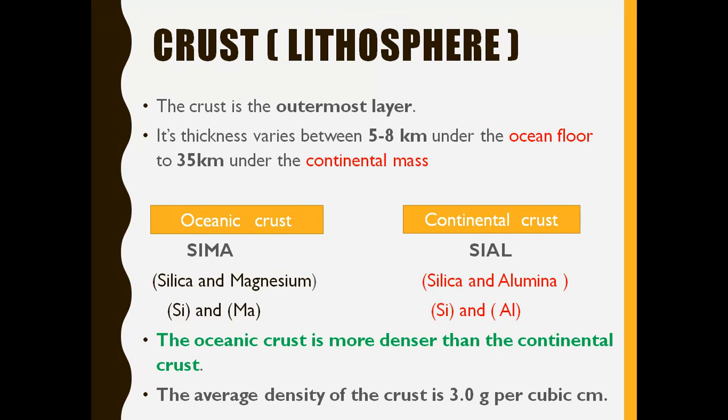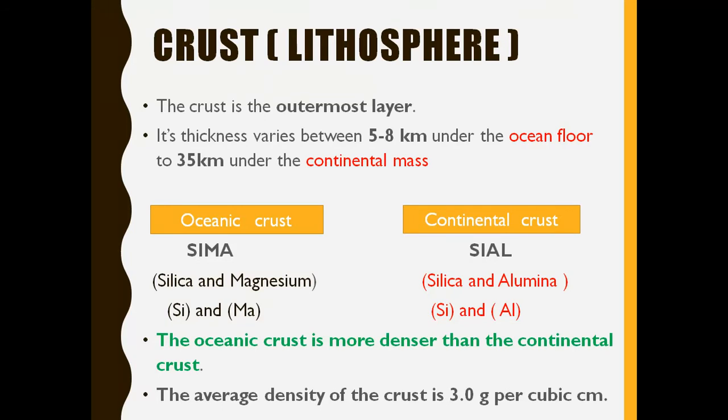Now, crust is the outermost layer and its thickness varies from 5 to 8 kilometers under the ocean floor to 35 kilometers under the continents. And different minerals compose this crust. Now, the ocean crust, that means the ocean floor, is composed of sima. The word sima means two minerals, silica and magnesium. And the layer of the crust on the continent comprises two minerals, silica and alumina, known as sial.